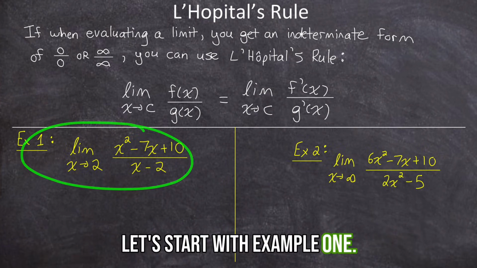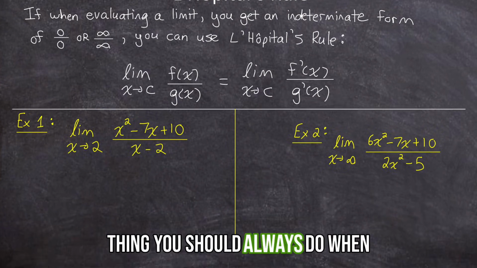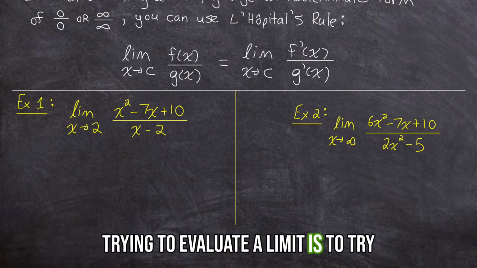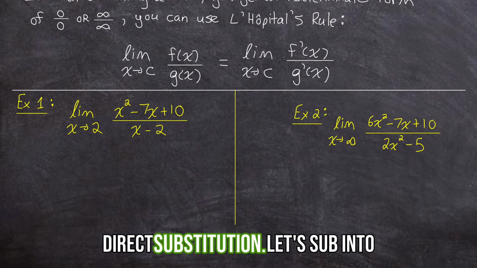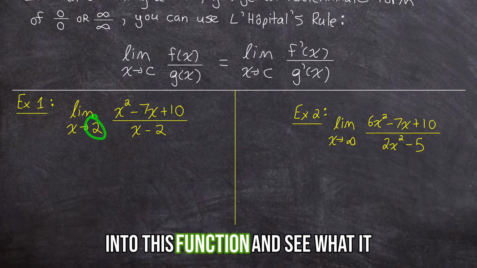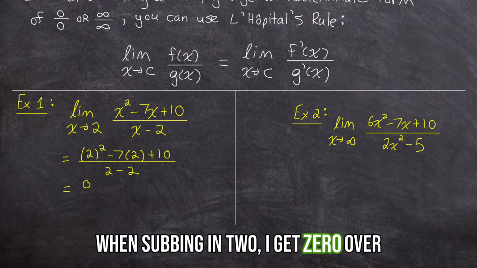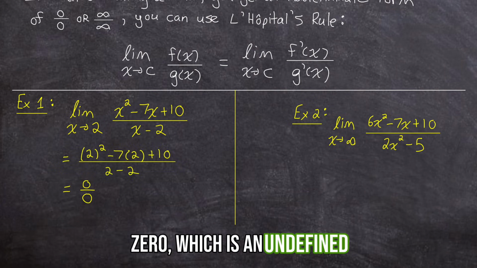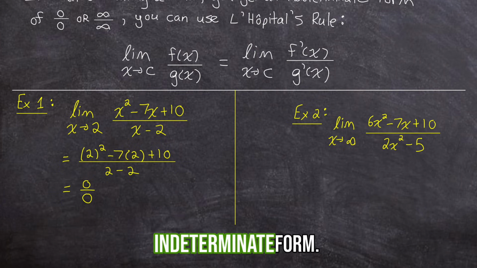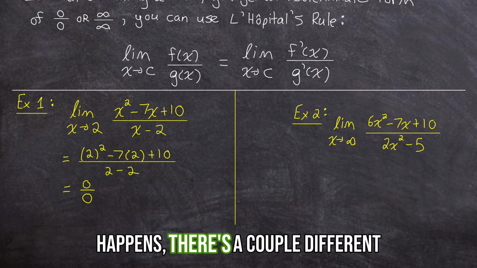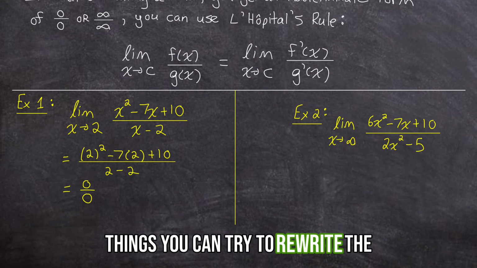Let's start with example 1. The first thing you should always do when trying to evaluate a limit is to try direct substitution. Let's sub into this function and see what it equals. When subbing in 2, I get 0 over 0, which is an undefined expression that we call indeterminate form. When that happens, there's a couple different things you can try to rewrite the function.